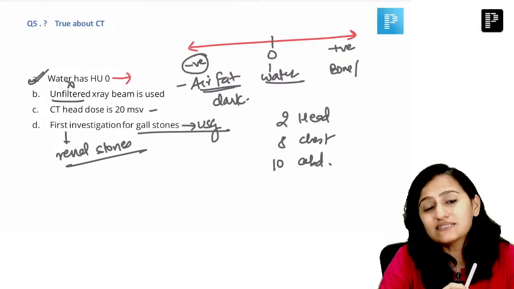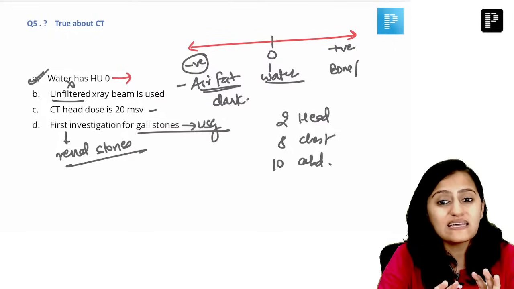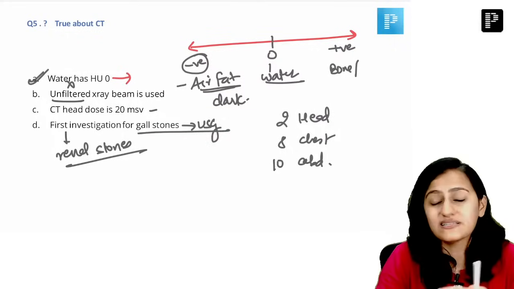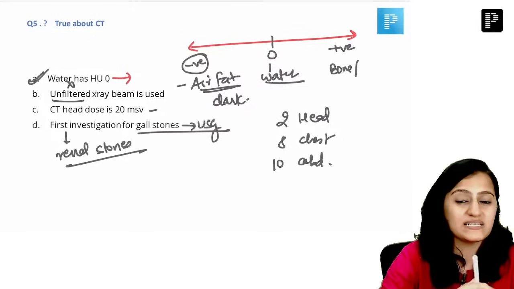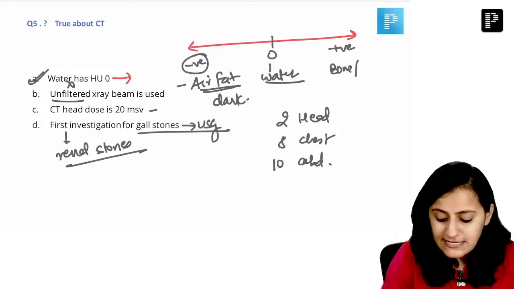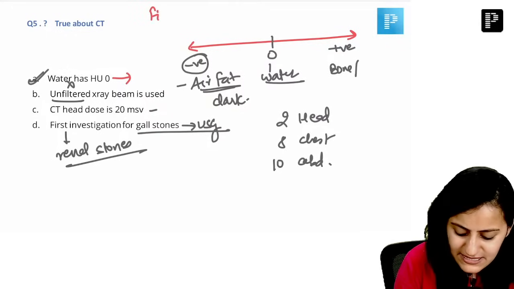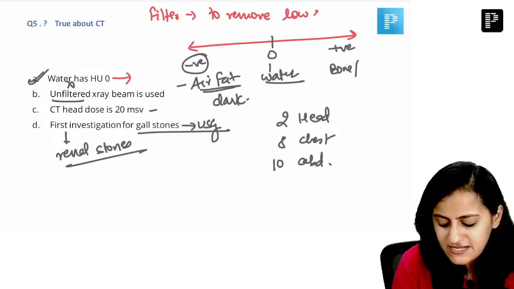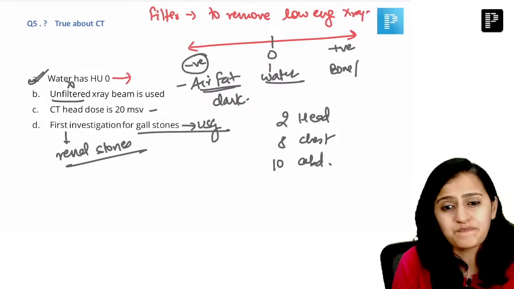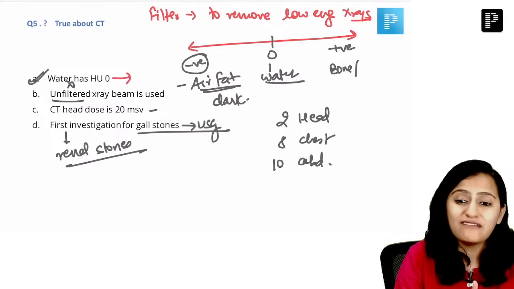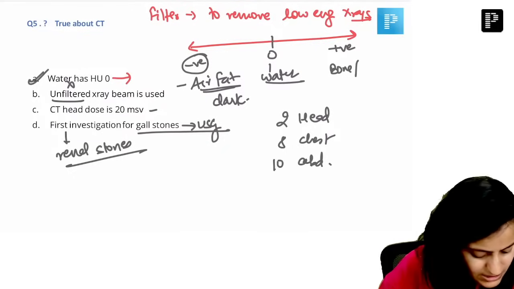The low energy X-rays will have low penetration and they will stay in the body, and unnecessary radiation exposure is what is happening to the patient. They are not contributing to the image formation. That is why in X-ray or CT we use a filter. Remember the point that a filter is used to remove the low energy X-rays coming from the X-ray tube because they are adding to the radiation exposure. So remember, we are not using an unfiltered X-ray beam, we are using a filter. Okay, we are using a filter.